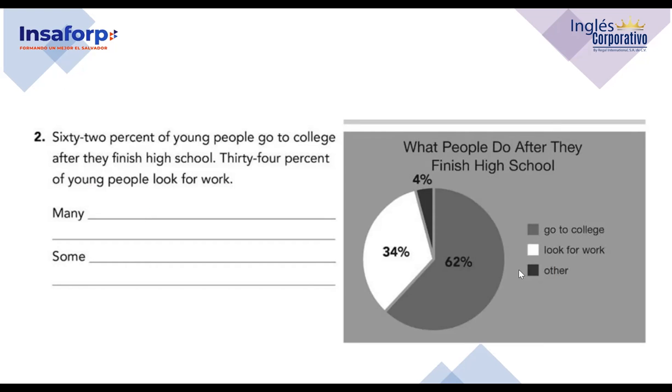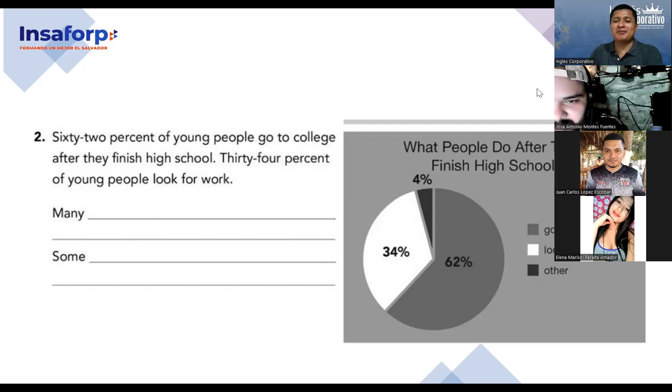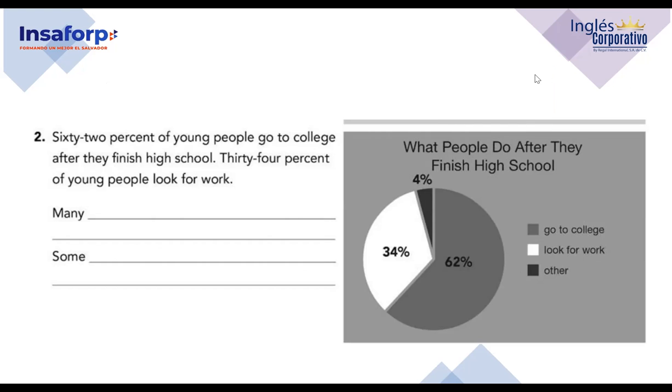Okay. Again, now here we have, again, two quantifiers, many and some. And what people do after they finish school. I know, but this is reality, right? What do we do when we finish school? Okay. Here we have the information, and here we have the options. Go to college, look for work, and other options, right? Yes.